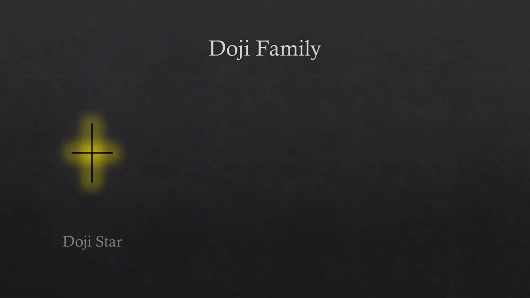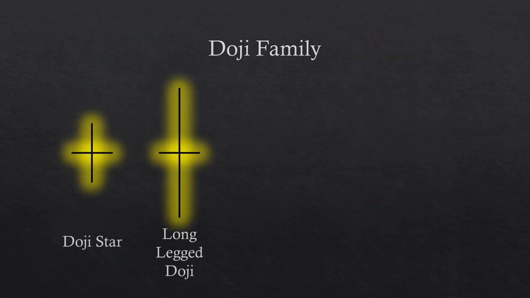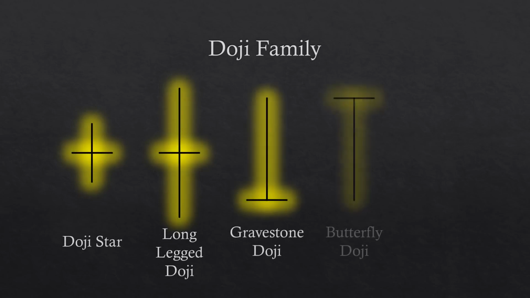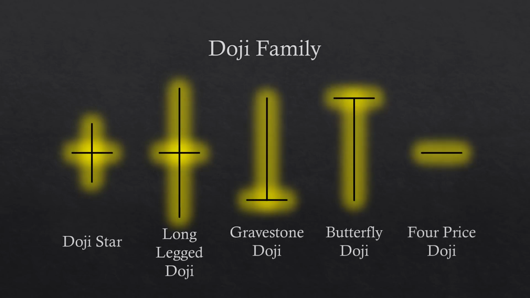We have the doji star, the long-legged doji, the gravestone doji, the butterfly doji, and the 4-price doji. Even though dojis are neutral patterns, these different variations of dojis imply different things about buyers and sellers. The doji star received this name because its shape vaguely resembles the silhouette of a star, which makes it easier to remember the candlestick shape.